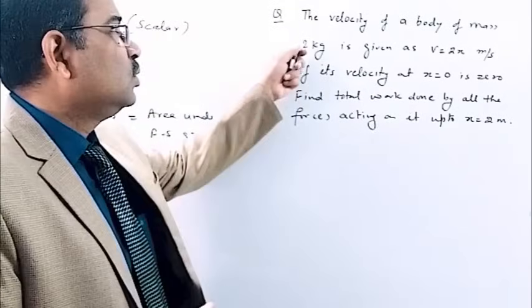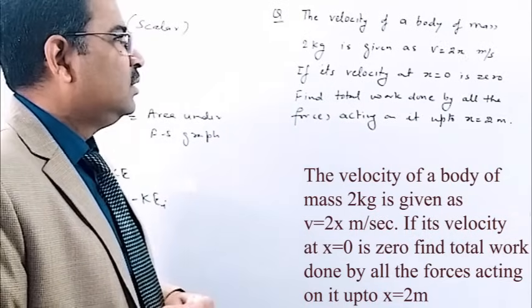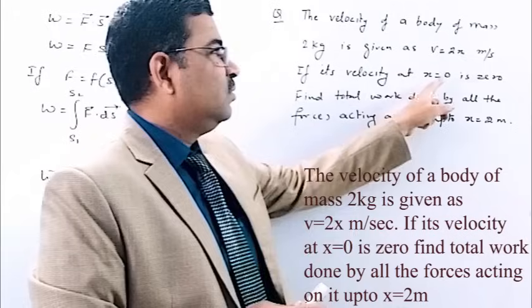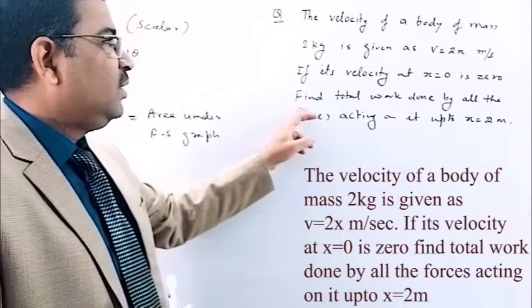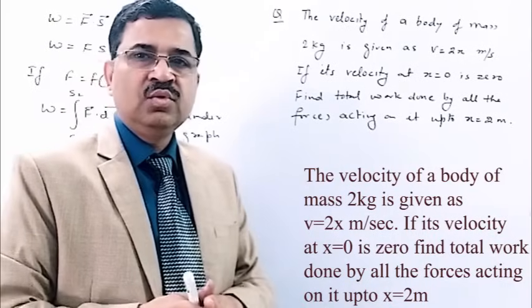For example this question: the velocity of a body of mass 2 kg is given as v equal to 2x meter per second. If its velocity at x equal to 0 is 0, find total work done by all the forces acting on it up to x equal to 2 meter.